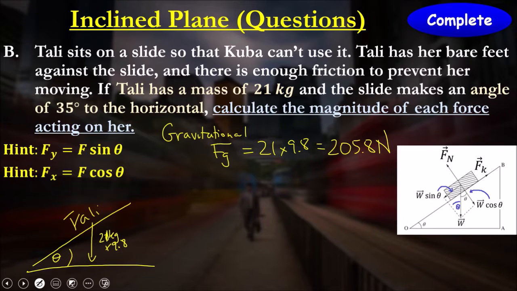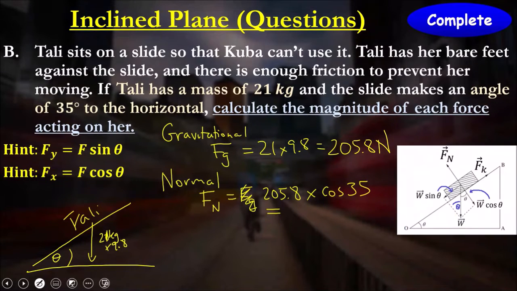Next part is her normal force. And we already know that the normal force is just the cos component of the weight force. Don't even need to write that. 205.8 times cos of the angle 35. 168.6 newtons.